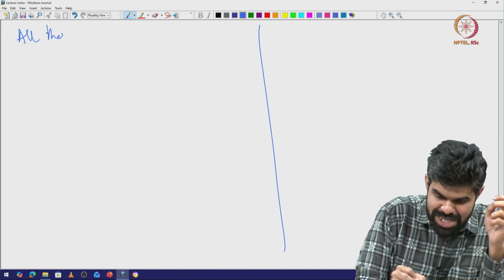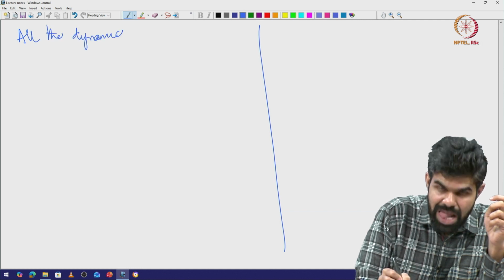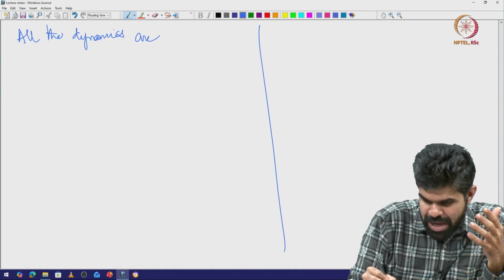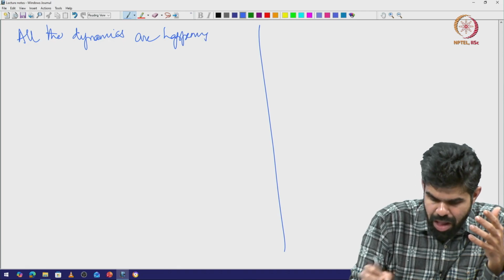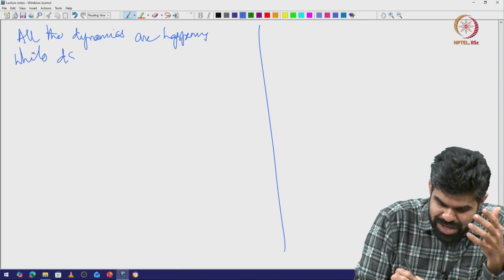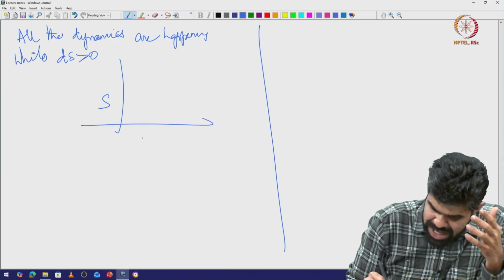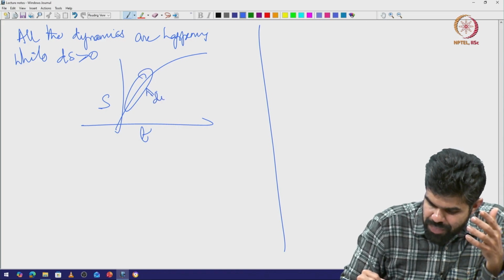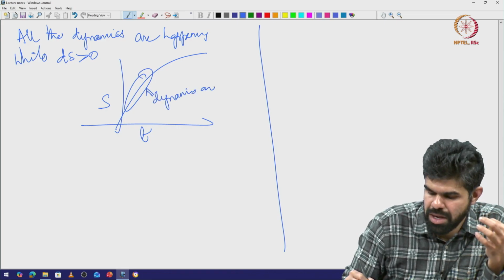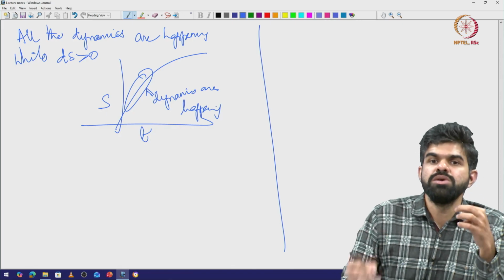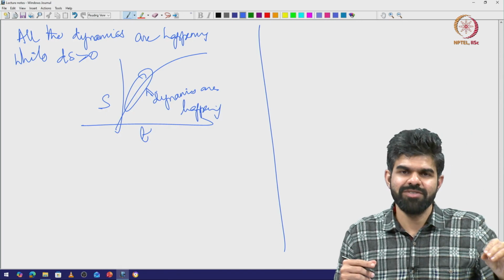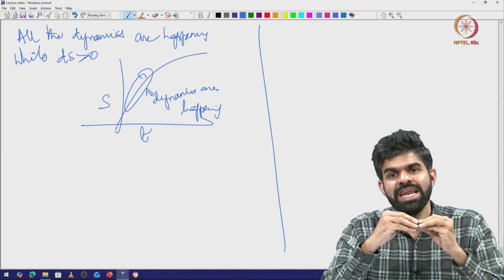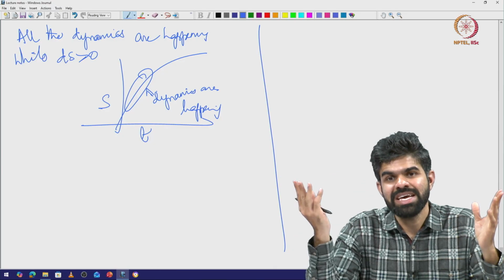All the dynamics, that is, the evolution of the system from one state to another, happen while dS is greater than 0. So in this plot of S versus T, this is of the universe, this is where all the dynamics are happening. So we take the system slightly away from equilibrium, that is, perturb it, because we want to do everything in a linear regime, and then let it go towards equilibrium and see how these dynamics evolve.